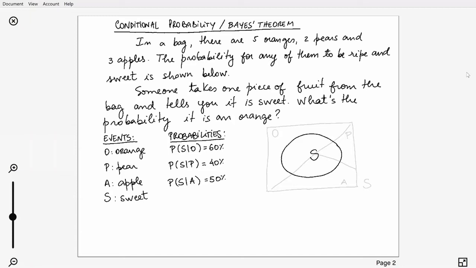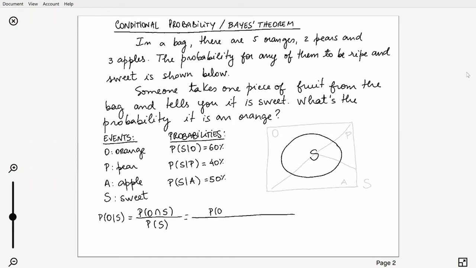And now what we want to calculate is the probability that fruit is an orange, taking into account the fact that someone has already told us that the fruit is sweet. So this is the conditional probability we need to calculate. And we know that this conditional probability is the ratio between the probability of the intersection and the probability of being sweet.